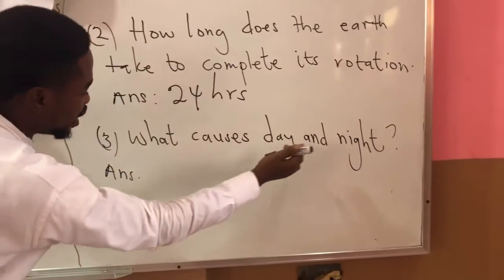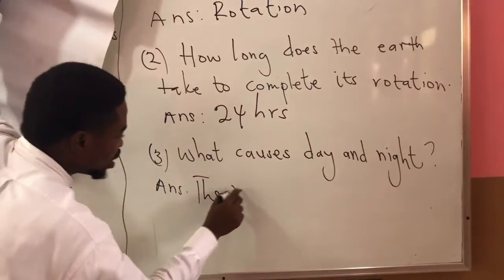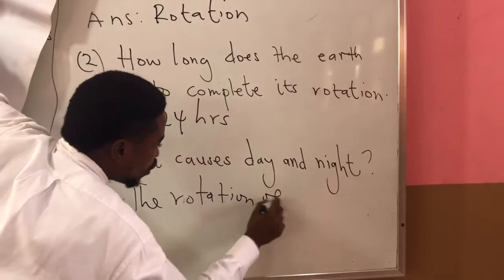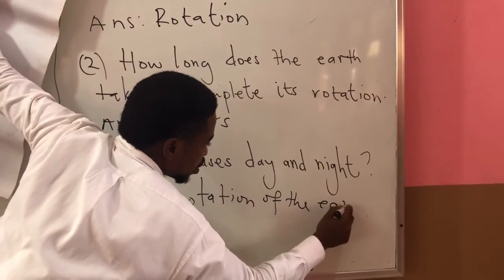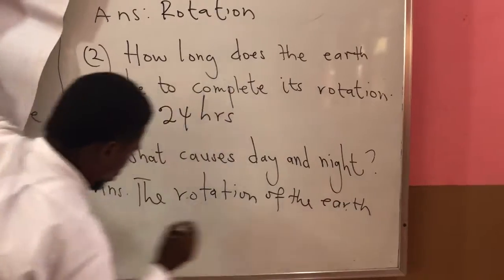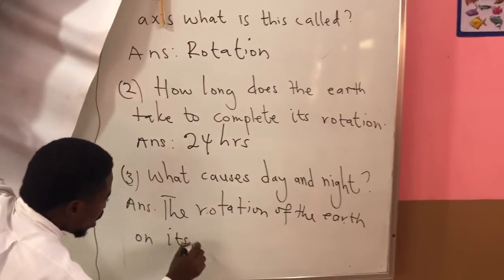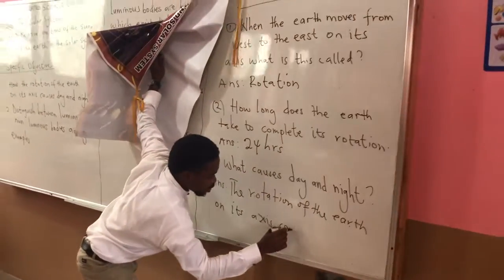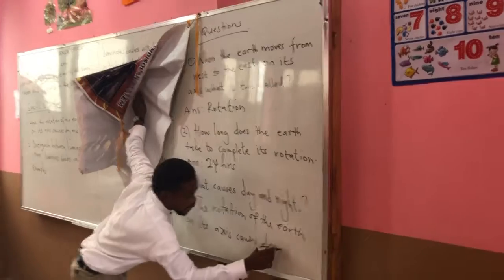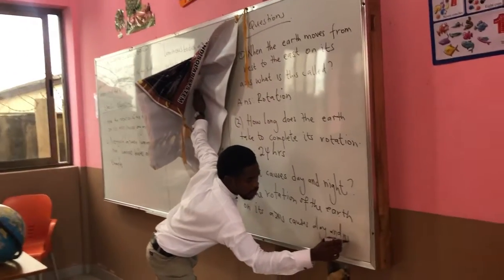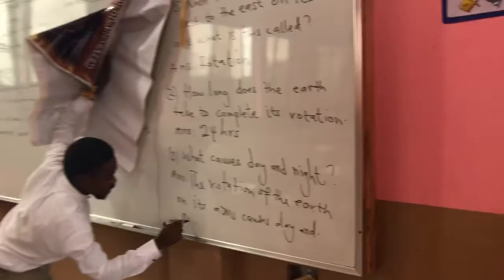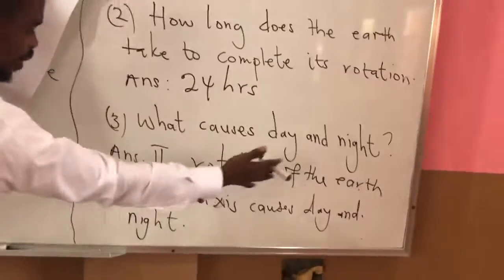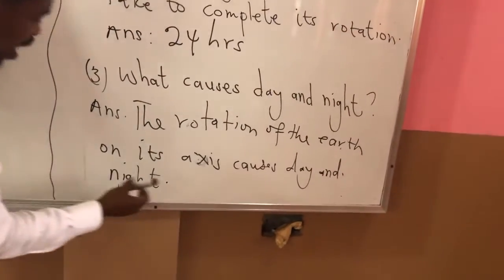Now, last one. What causes day and night? The rotation of the earth on its axis causes day and night. So what causes day and night? The rotation of the earth on its axis causes day and night.